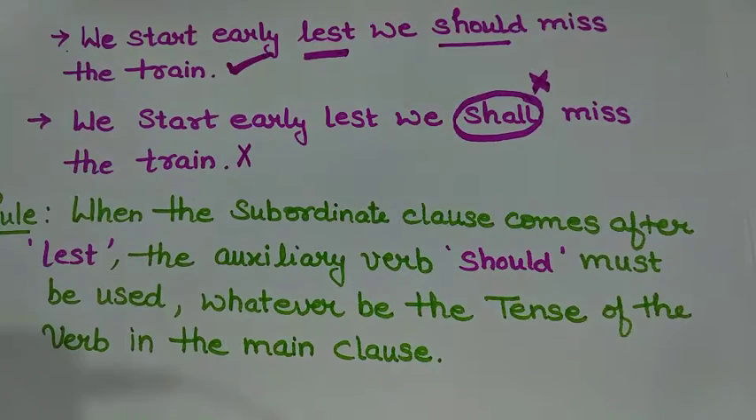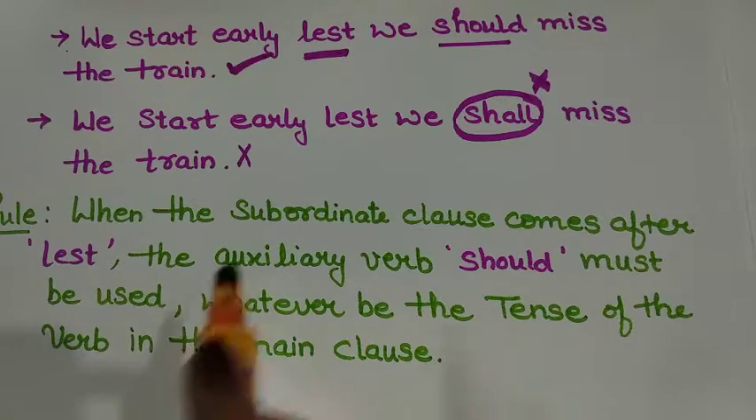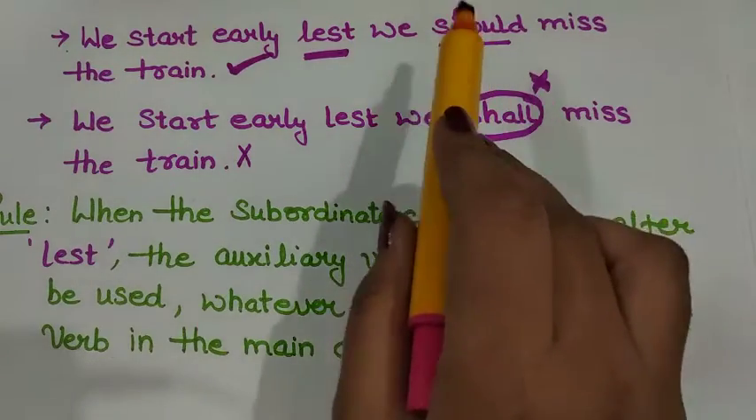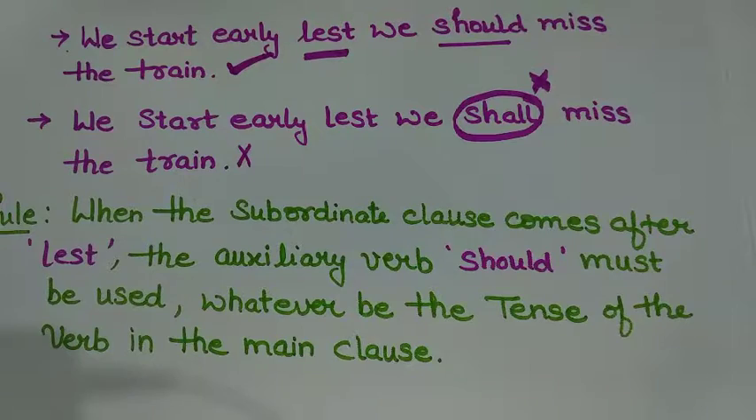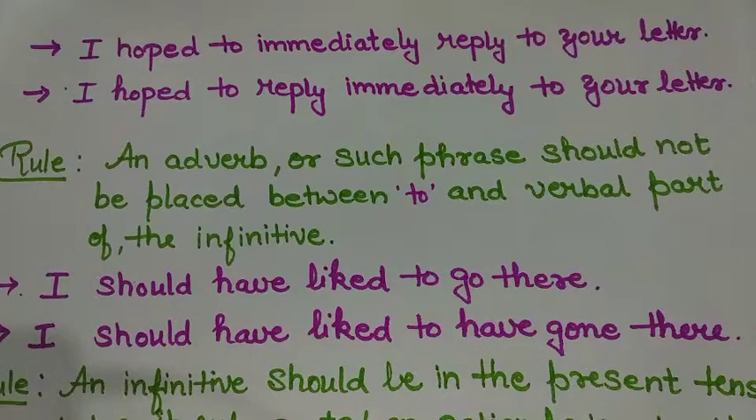I am repeating the rule. The rule says, when the subordinate clause comes after lest, the auxiliary verb should must be used, whatever the tense of the verb in the main clause. So I think now it is clear why the sentence with should is the correct one. Okay, moving on to the next one.